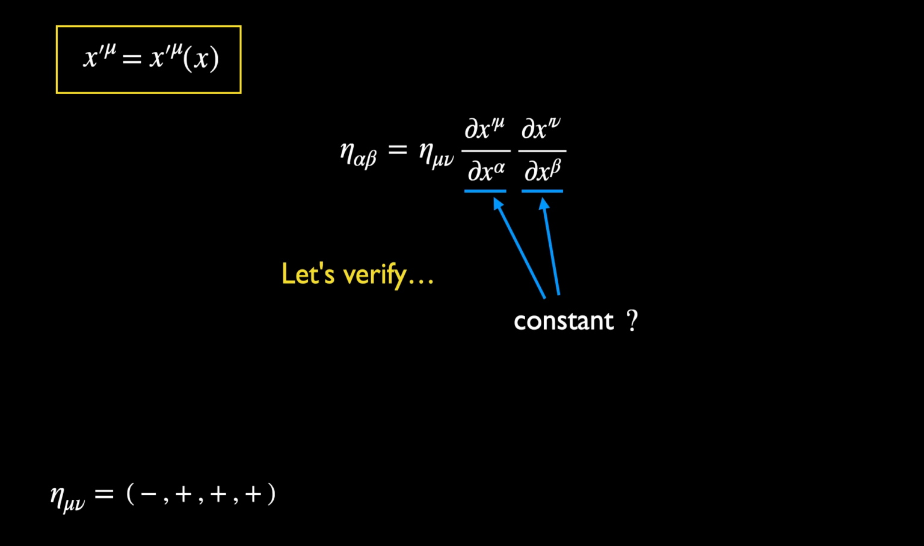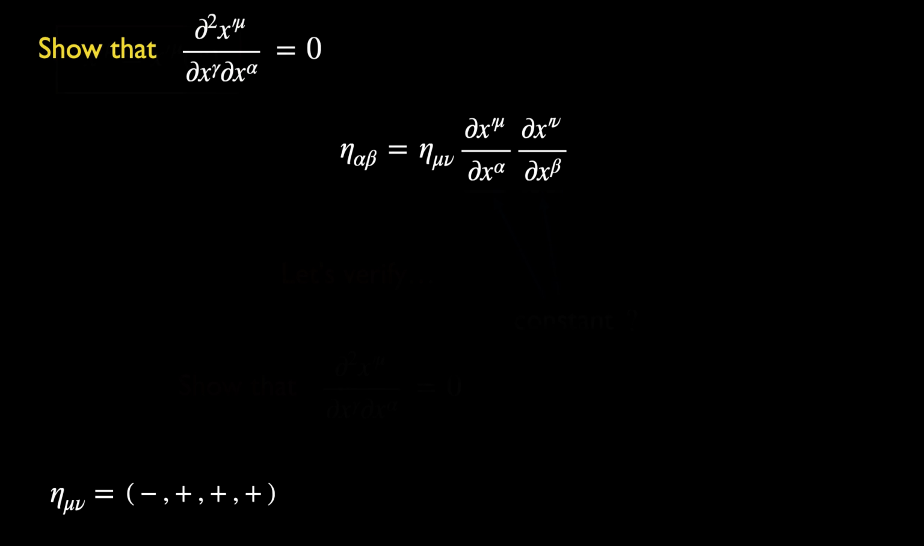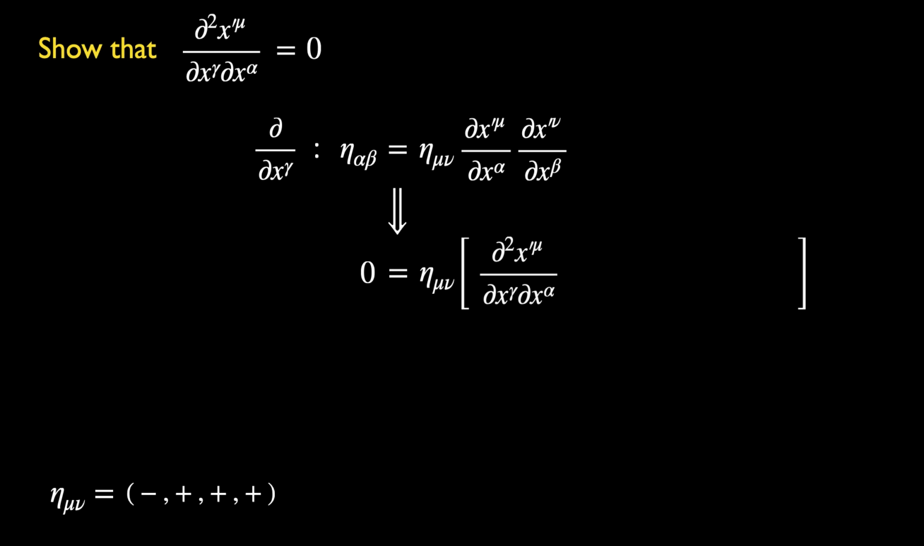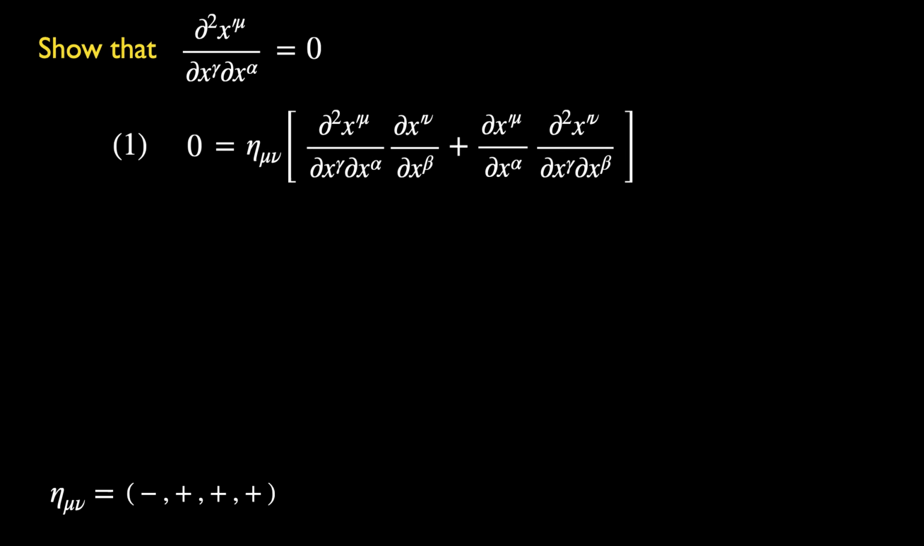Let's try to verify this in a general way. We just have to show that any second derivatives of the transformation functions have to be zero. If they satisfy this equation, let's apply an arbitrary derivative with respect to x on both sides of the equation to generate second derivatives. This is our first equation. We would like to isolate the second derivative above, which is in the first term of equation 1.